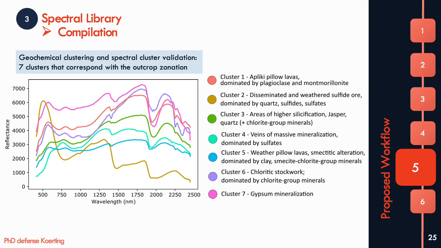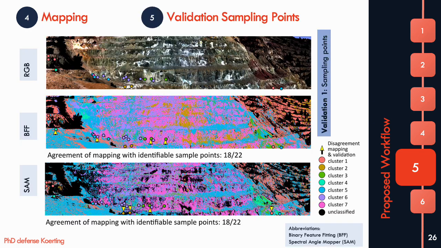So this spectral library was then used for the comparison-based mapping. And you can see the mapping results here of the binary feature fitting and the spectral angle mapper. Unfortunately, the support vector machines did not translate well into this outcrop and underperformed in the mapping. So that's why we're only comparing the BFF and the SAM here.